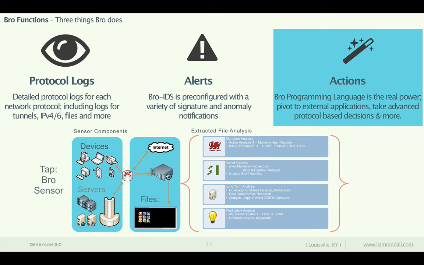This is that real power that lets you take all the things that are in Bro and that Bro has access to and pivot. What we're going to do is look at using these hybrid anomaly and signature based detection systems to look at what's going on the network.